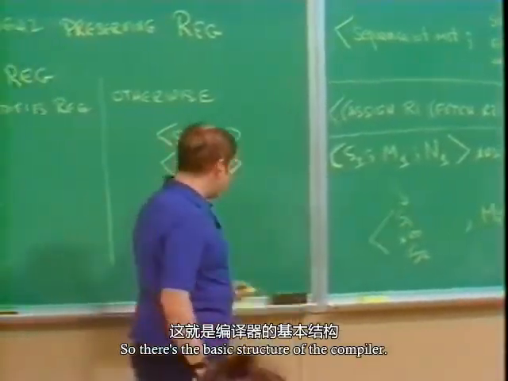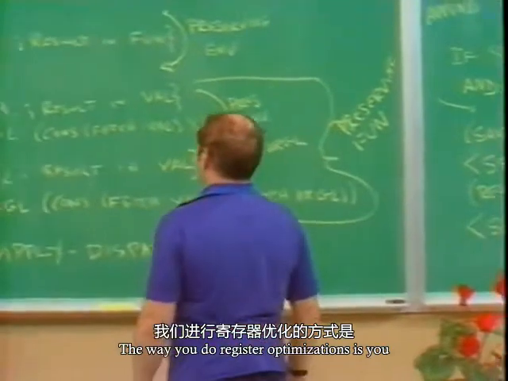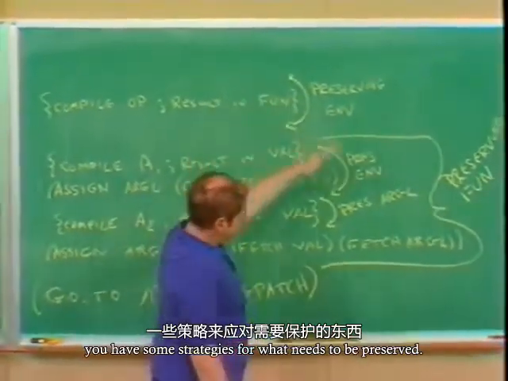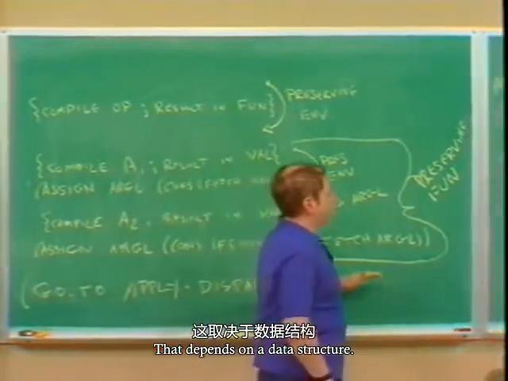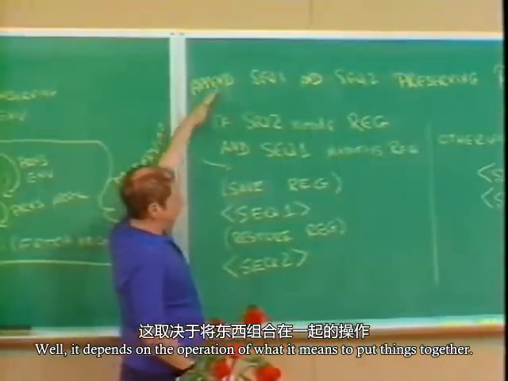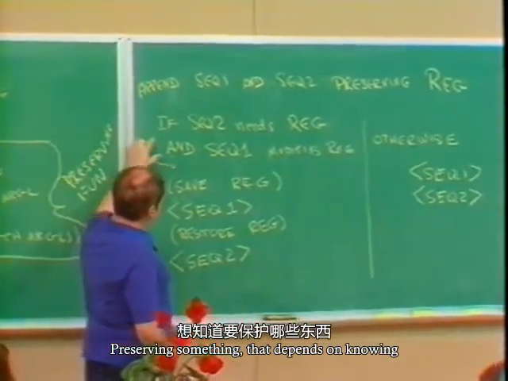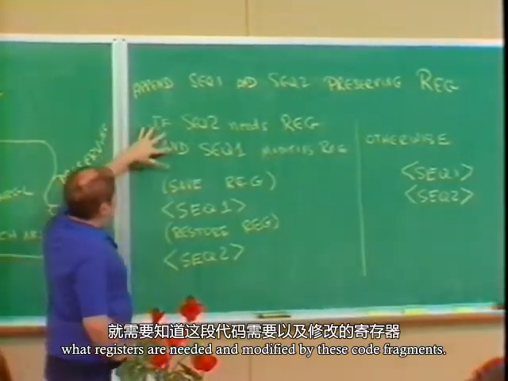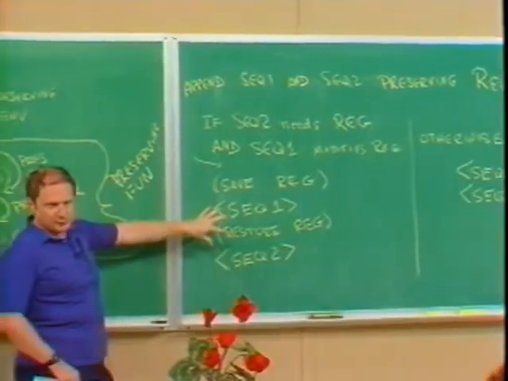Right, so there's the basic structure of the compiler. The way you do register optimizations is you have some strategies for what needs to be preserved. That depends on a data structure. Well, it depends on the operation of what it means to put things together, preserving something. That depends on knowing what registers are needed and modified by these code fragments.